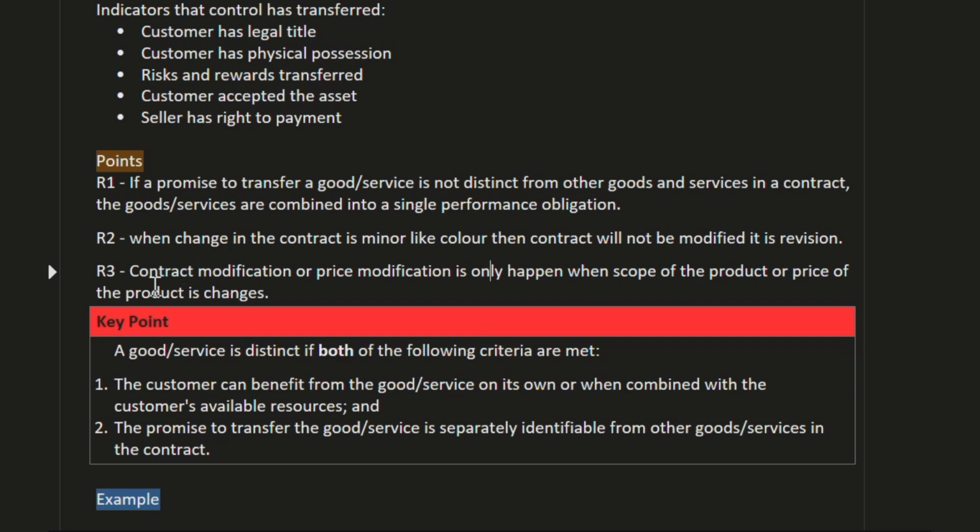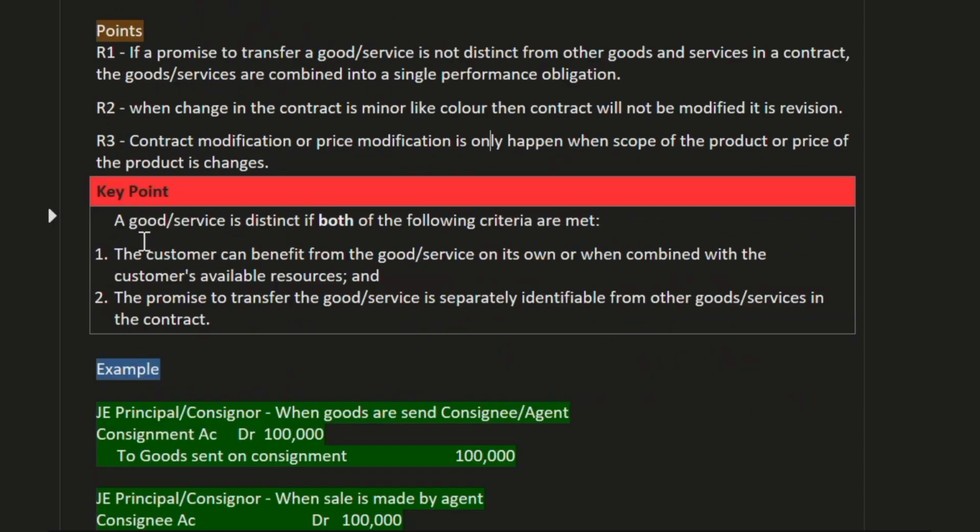So under this scenario, there is a contract modification. Now, key point: a goods or services is distinct if both of the criteria are met. If both criteria are met, then the goods or services is distinct. If both are not met, then it is combined.